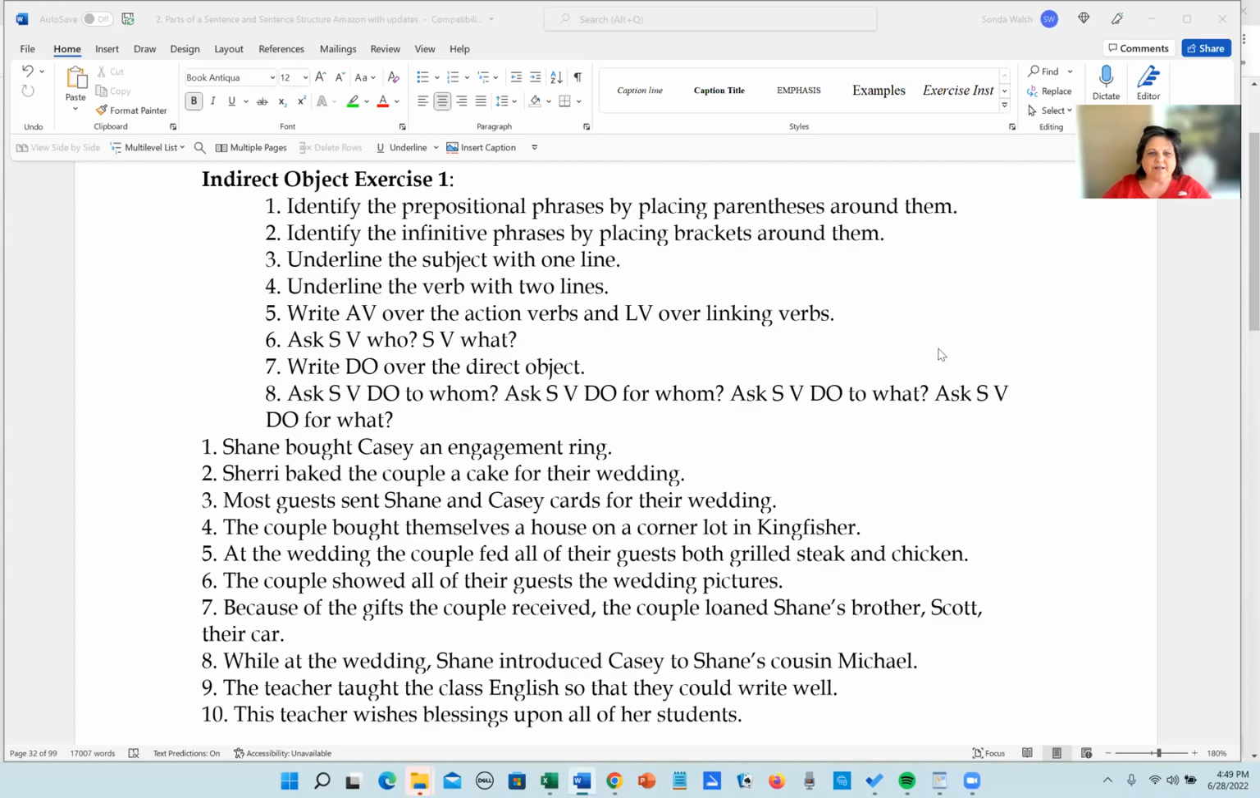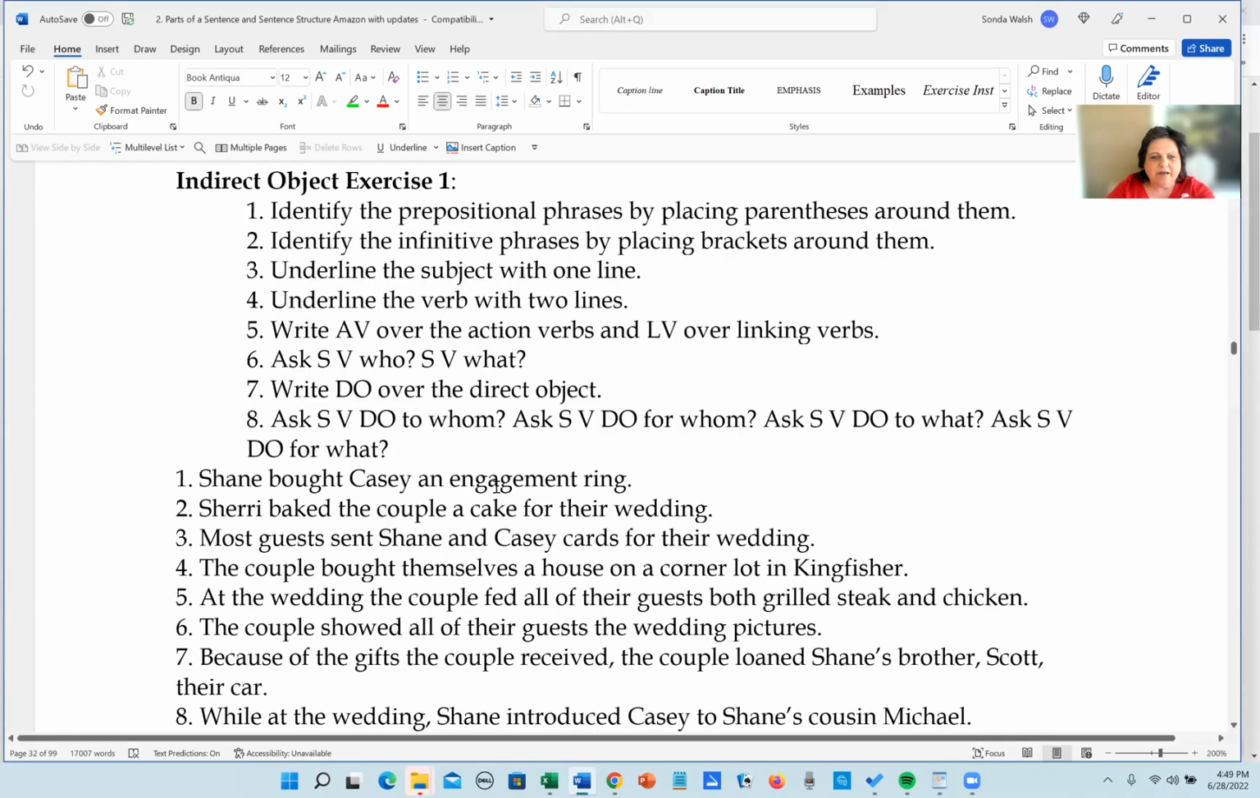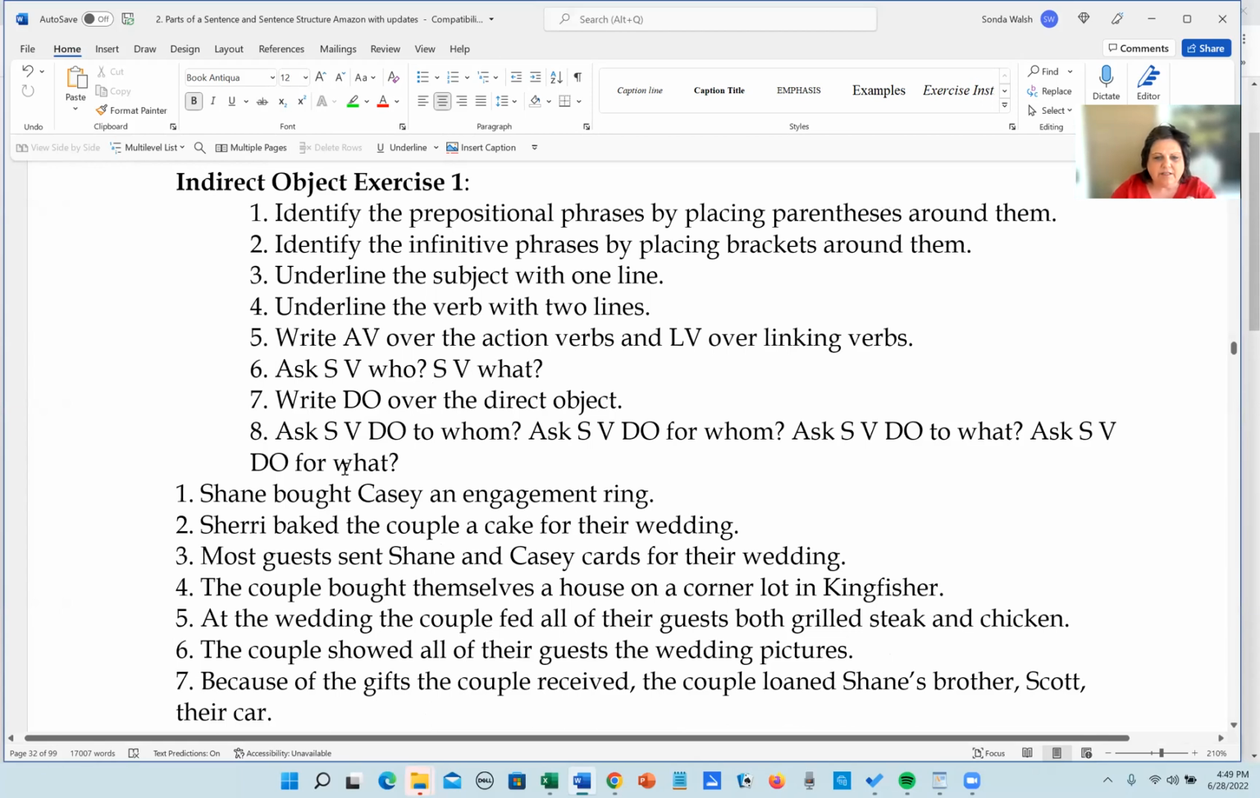All right, this is exercise 1 for indirect objects. So the first thing we're going to do, we always go through and find our prepositional phrases. Let me make this a little bigger. Shane bought Casey an engagement ring, so we don't have any prepositional phrases or infinitive phrases in there.